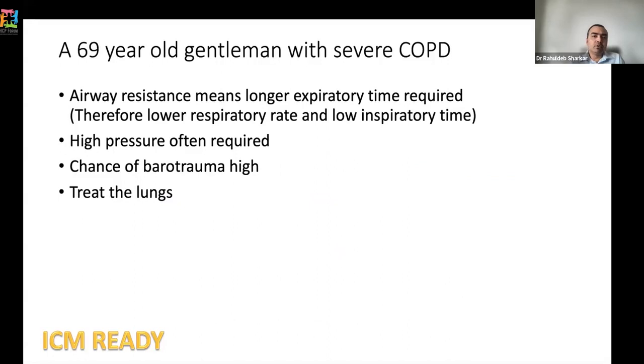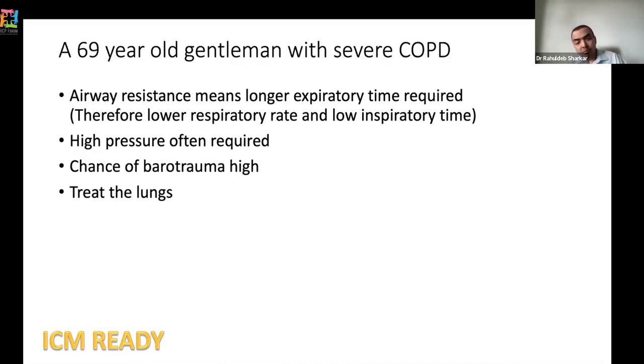So now we talked about the stiff lung. Now let's talk about the tight lung, just to make sure that we get the points right. So this is a 69-year-old man with severe COPD. Airway resistance means a longer expiratory time is required. As they say, this person has failed an NIV trial and has to be intubated because they were getting really tired and acidotic. High pressure is often required, but a lot of this is to overcome the airway resistance rather than the overall lung. So it will not be translated into high alveolar pressure.